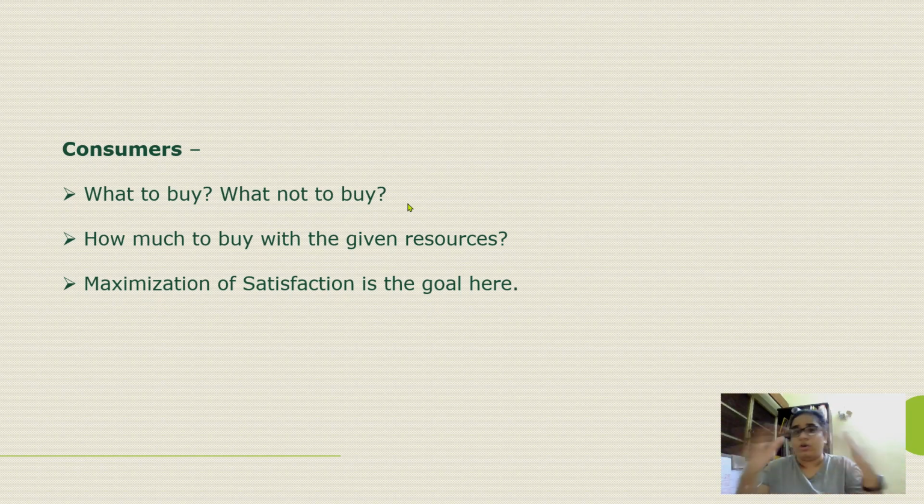So what to buy, what not to buy. The shop has a million other things. You want either the biscuit or the milk, right? So what to buy and what not to buy, and how much can you buy with the given resources. What are you aiming for? You're aiming for the satisfaction, your own satisfaction, right?